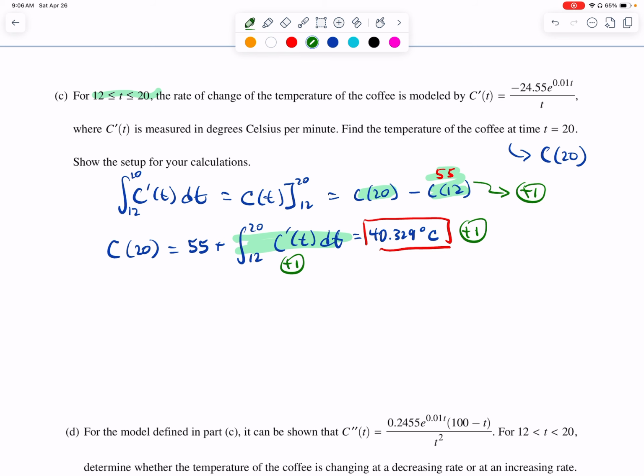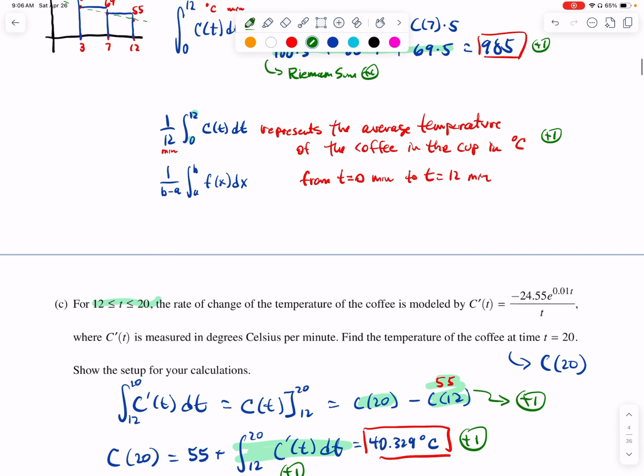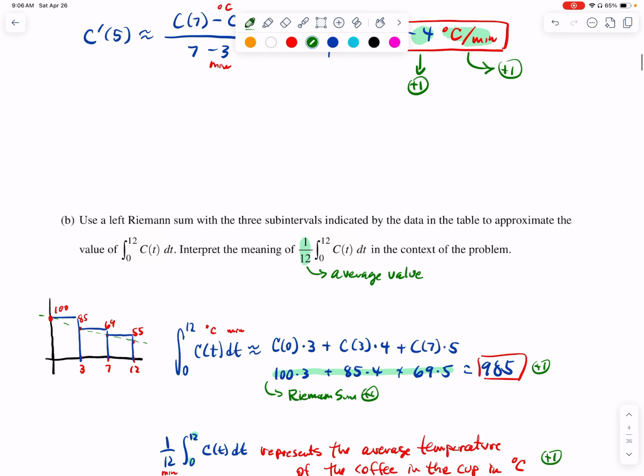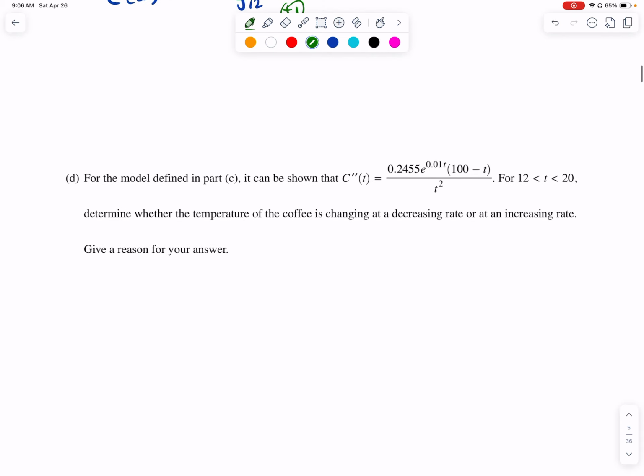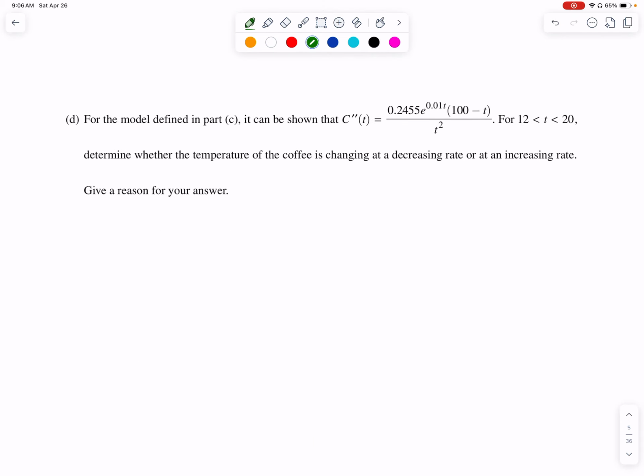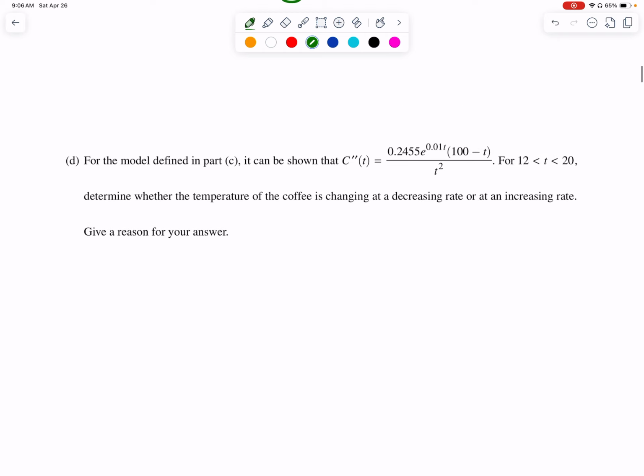So plus 1. All right, so that brings us up to 8, right? Oh, that means that this last one, forget about it. It's only worth a point. Just move on. No, I'm kidding. Let's get our point. For the model defined in part C, it can be shown that it gives us the second derivative. We don't even have to get it. For the interval from 12 to 20, determine whether the temperature of the coffee is changing at a decreasing or an increasing rate, and give a reason for your answer.